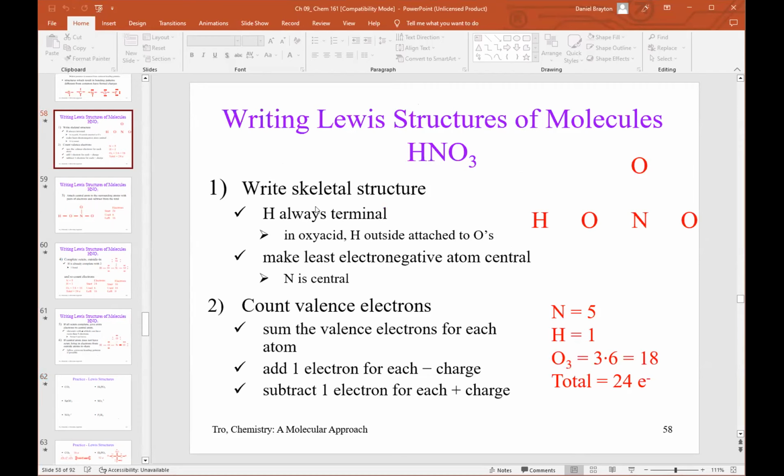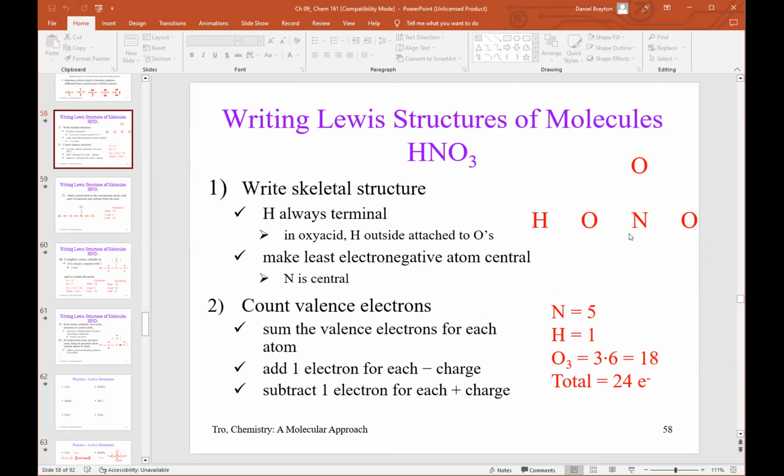walked us through, right, with all these little steps, right? You want to connect them all. Hydrogens only make one bond, so they're always going to be terminal, or like the leaf at the end of a branch. And this is a branching type system.